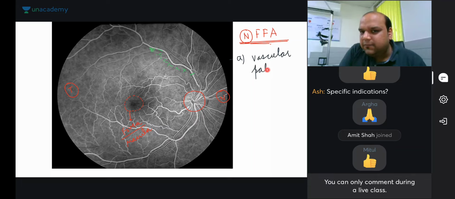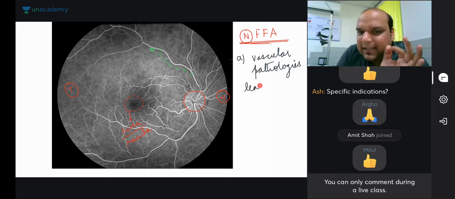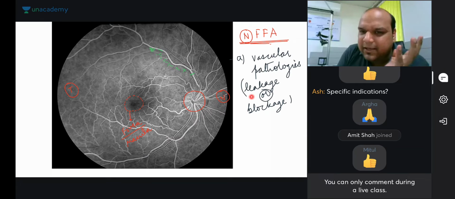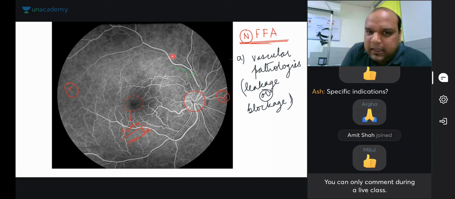We are trying to judge vascular pathologies through my FFA, which I say in simple words can either be leakage or blockage. There can be various things called pooling, masking, everything. I'll come on to it later. Basically, either the blood vessel can be broken, hemorrhaging, leaking dye, or it can be blocked, so no dye. But here we see there is nothing like that. There is neither any leaking, nor any blocking.